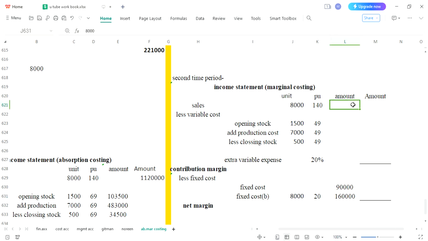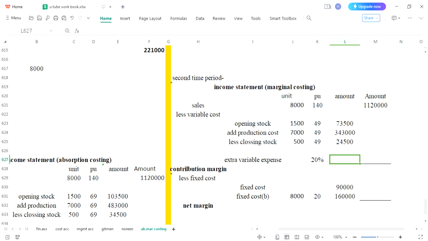Okay. Since all units and per unit are posted, we are open to calculate amounts. Amount of sale would be calculated units multiplied by per unit 140. Amount of sale is over here. We will go to the inner column, calculate opening stock units multiply by per unit, 73,500 opening. Now production 7,000 units, per unit 49, its production cost, closing stock 500 units, multiply by per unit 49. So we have got all amounts related to variable cost.